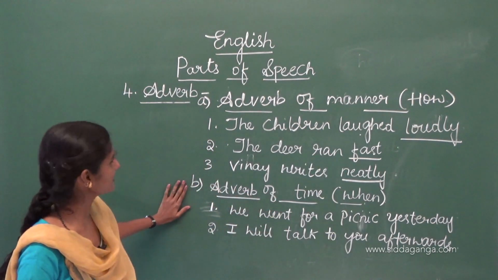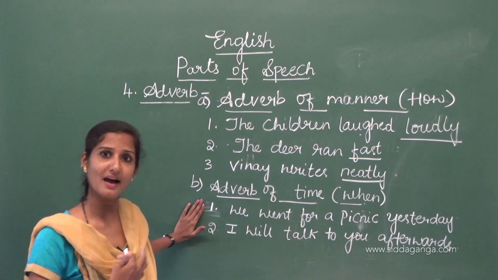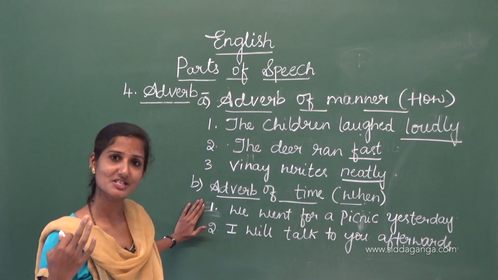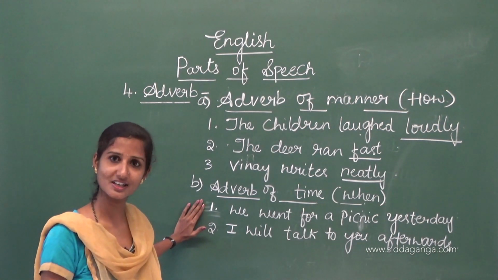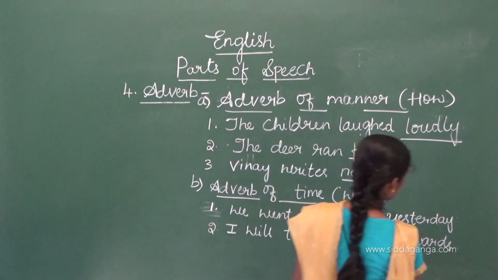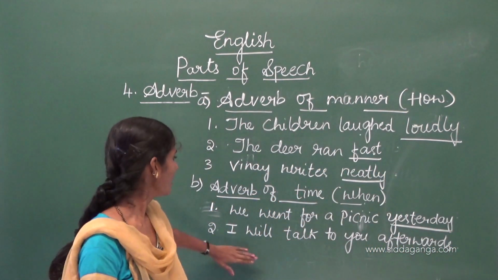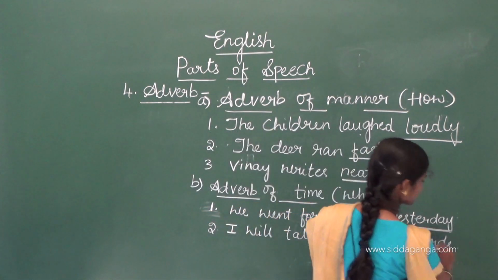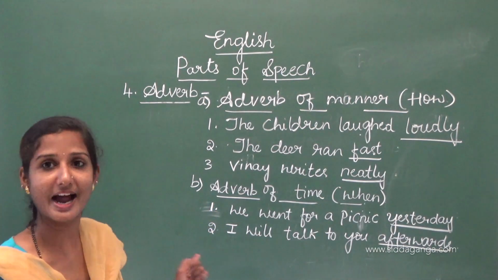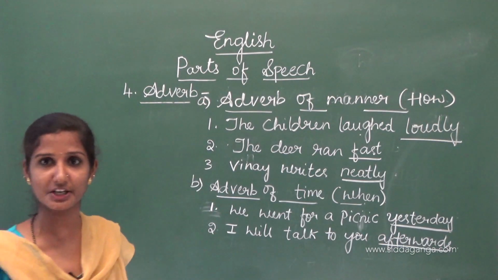Okay. So second one is adverb of time. Time means we used to say, I come early, I come late. She comes tomorrow. She has come yesterday. So like that, we will tell about time. Okay. We went for a picnic yesterday. So yesterday is an example for adverb because it is telling us about the time. I will talk to you afterwards. So afterwards is an example for adverb because it is also telling us about the time. Okay. So here I have told you about two examples. Many more examples I can give you.